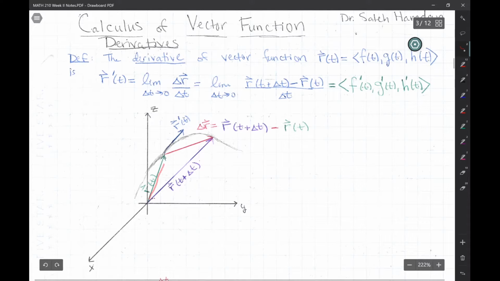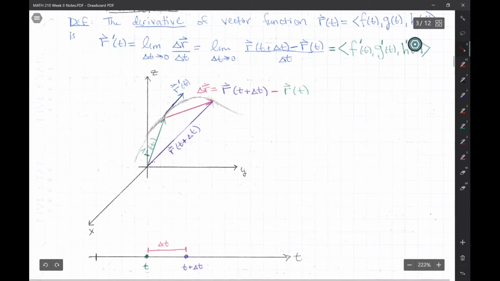If we have the vector function giving us this vector in green at time t equals t, then at some later time delta t, so that we're at t plus delta t, we're going to have this purple vector there. Okay? So the difference between these two, r of t plus delta t minus r of t, is going to be this red vector.